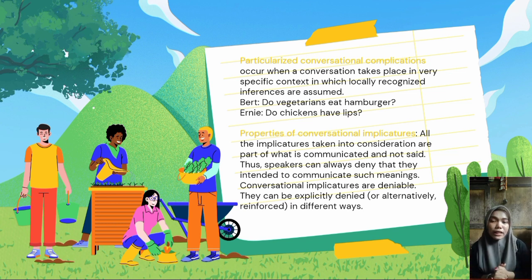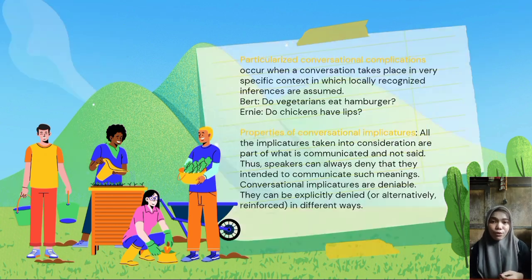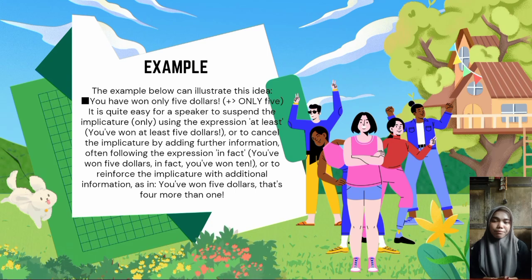Next, properties of conversational implicatures. All the implicatures taken into consideration are part of what is communicated and not said. The speakers can always deny that they intended to communicate such meanings. Conversational implicatures are deniable. They can be explicitly denied or alternatively reinforced in different ways. The example below can illustrate this idea.